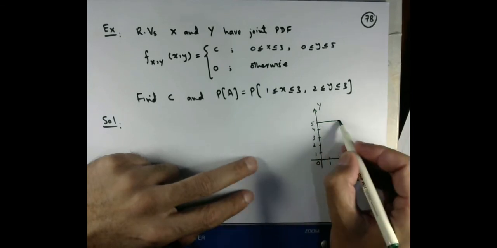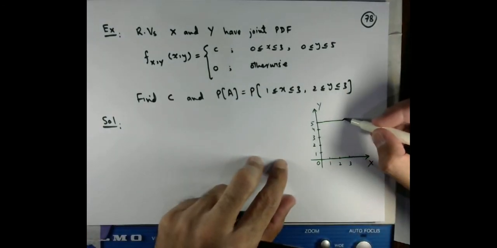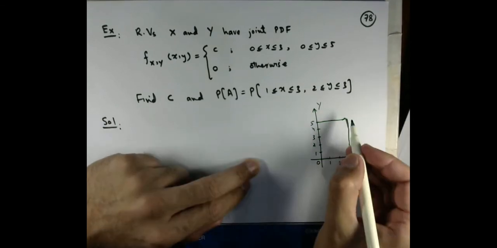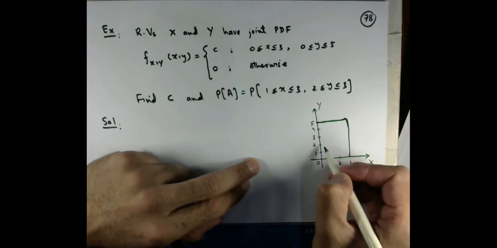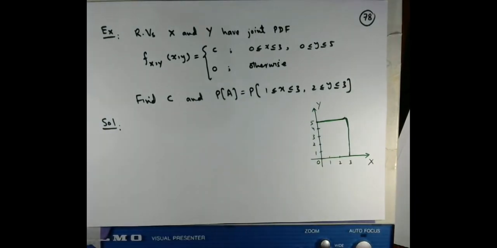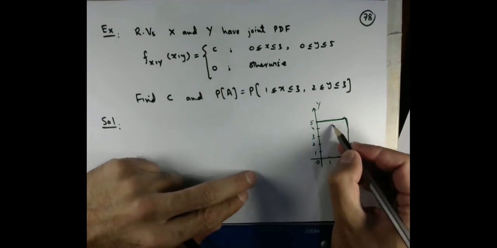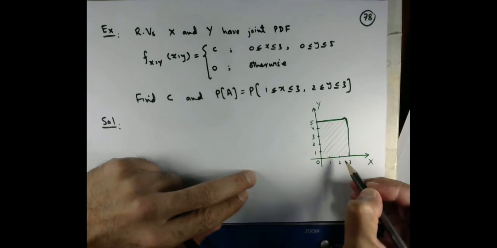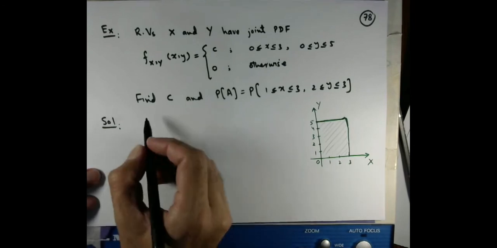So the statement of the problem says, pardon my drawing, this is simply some line, that all this area is basically the joint PDF of the random variables x and y. And what is the value of c?